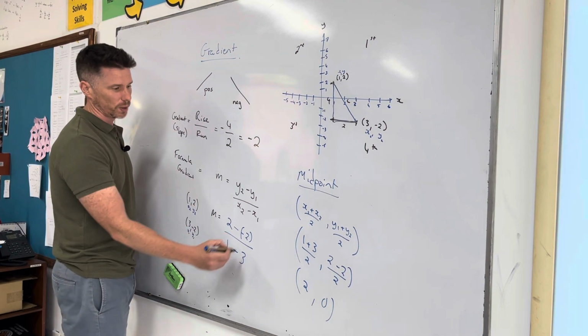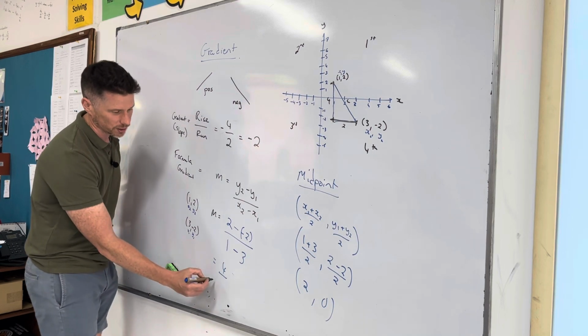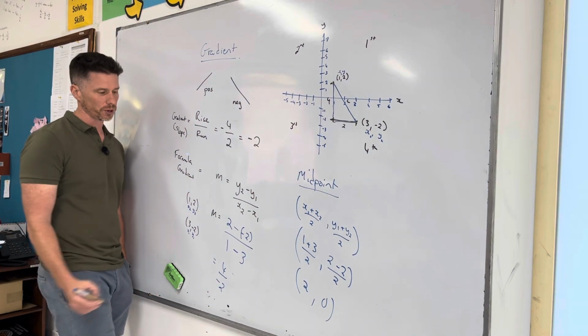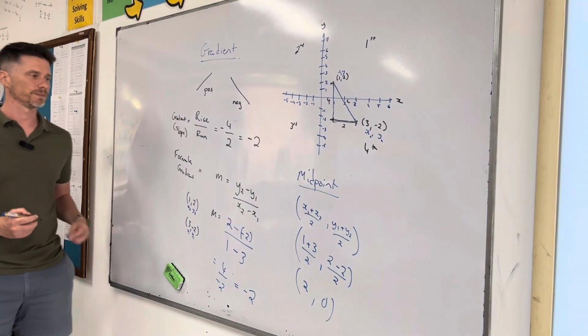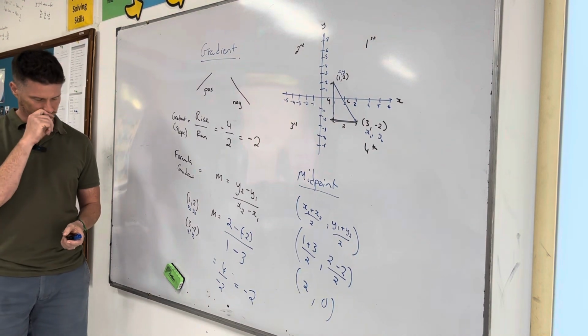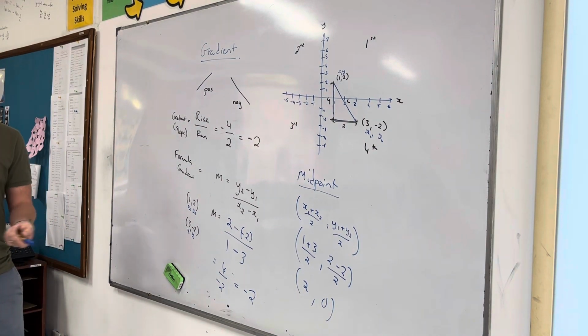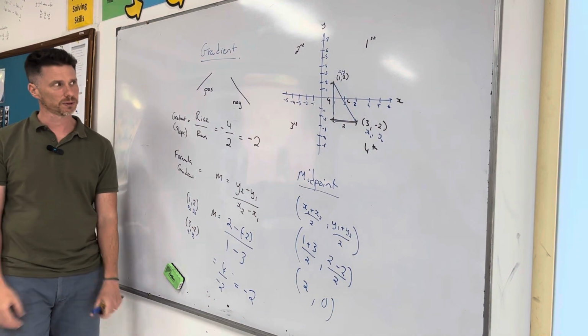So I get 2 minus minus 2, which is 4. My denominator here is minus 2. So 4 divided by minus 2 is also a slope of minus 2. So I get the same answer. But can you not have a negative? Oh, yeah. If one part of the fraction is negative, the whole fraction is negative. The whole answer is negative.